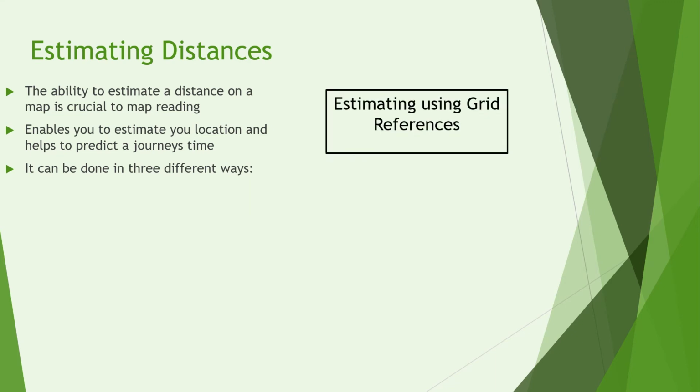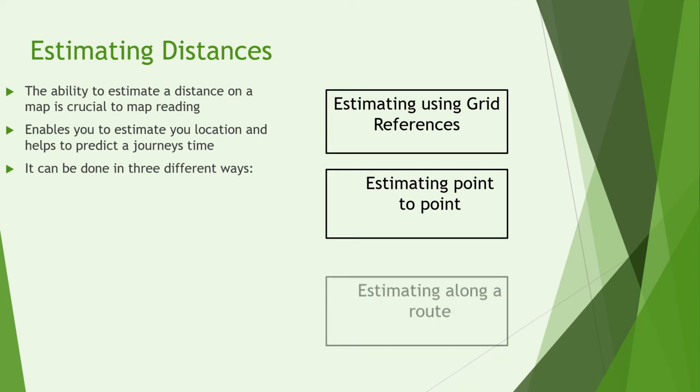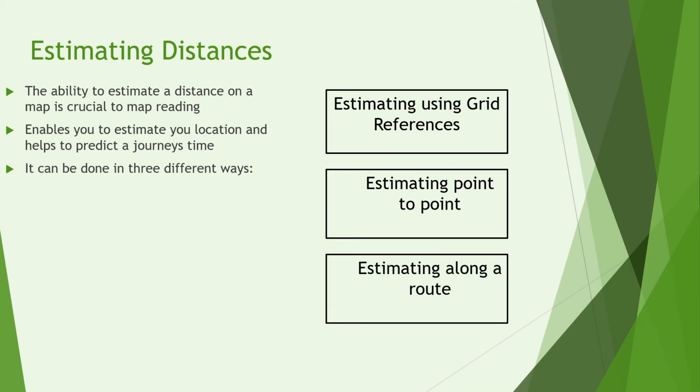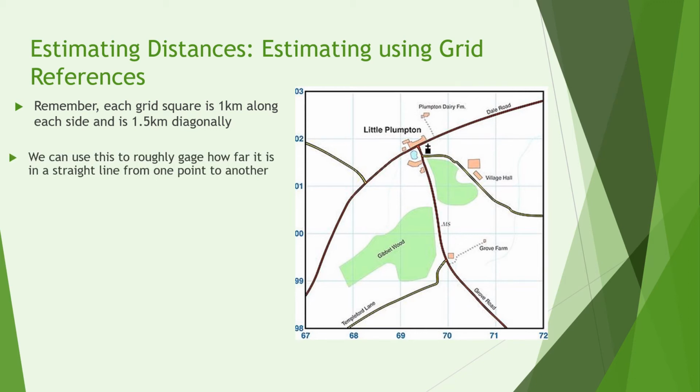Firstly, estimating using grid references. Secondly, estimating point to point. And thirdly, estimating along a route. So firstly, we're going to look at estimating distances using grid references. The key thing to remember here is each grid square is 1 kilometre along each side and is 1.5 kilometres diagonally. We can use this to roughly gauge how far it is in a straight line from one point to another.